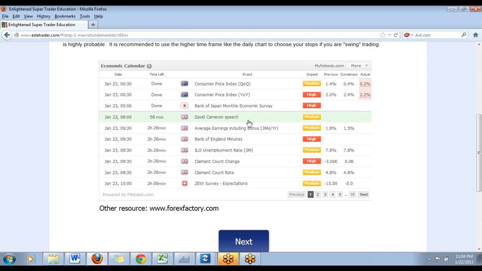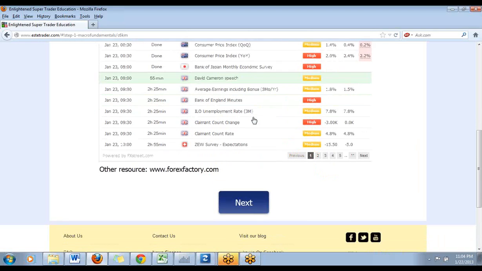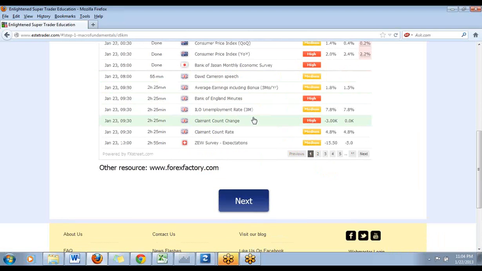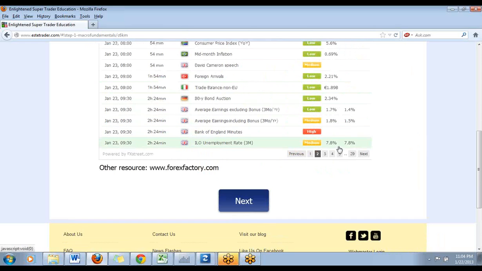So we can see here David Cameron's speech in 56 minutes. Maybe that's a good one, to see if we'll be able to trade at midnight. Average earnings, Bank of England minutes, in 2 hours 2 minutes. That's close to 4:30 Eastern Standard Time. Unemployment rate, claimant count change, 2 hours.